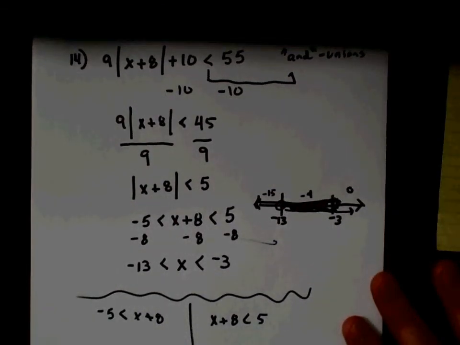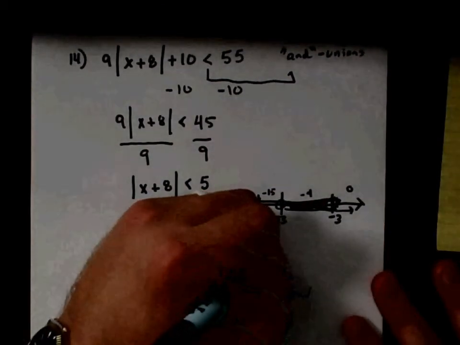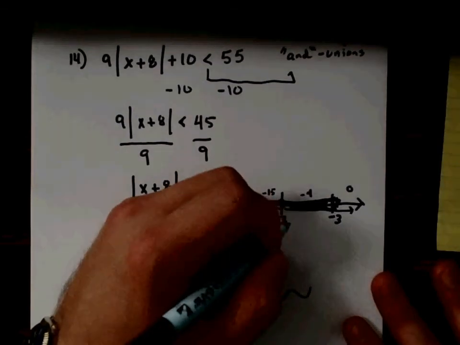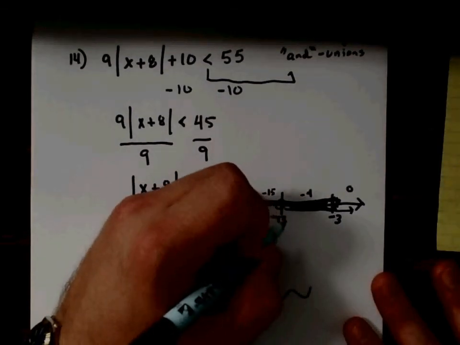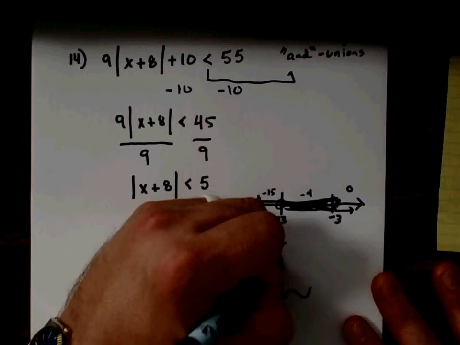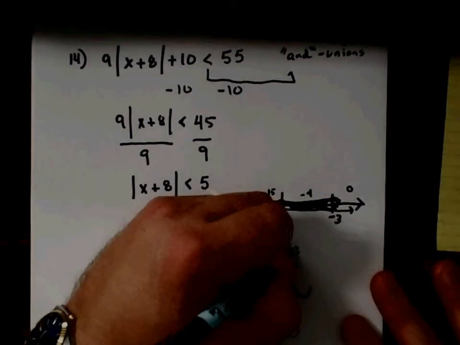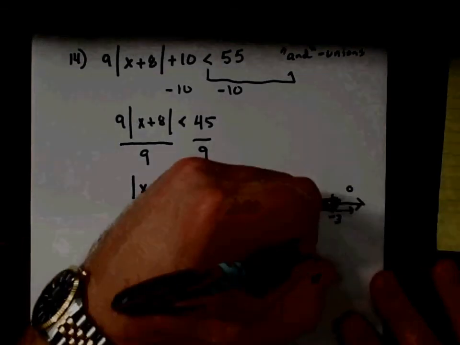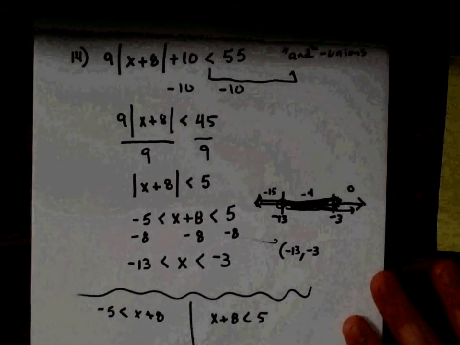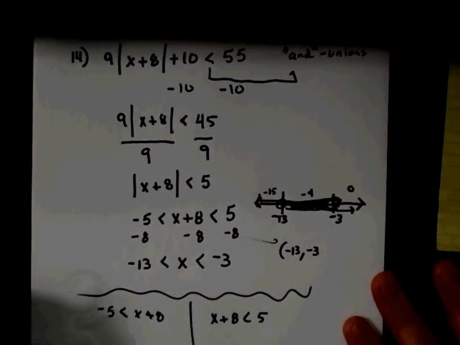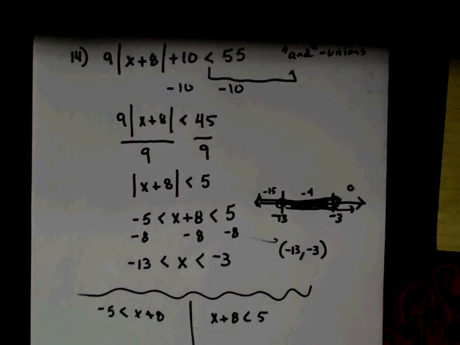And how would I write that in interval notation? Is negative 13 included? Is it an equal to? No, so it's going to be a parenthesis, negative 13, negative 3, and is negative 3 included? No. And there's my interval notation.